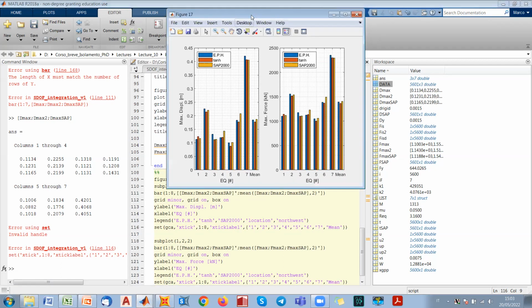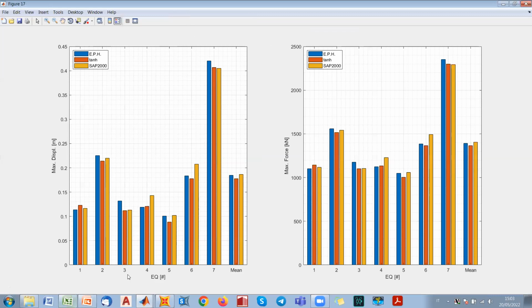Okay, so this is just for fancy results. You see, now we have the single events and then the mean. You see how the mean values are approximately the same for both displacement and force. We have some discrepancies for the single event response, but at the end we have approximately the same value for all these strategies. And let's also check the numerical values.